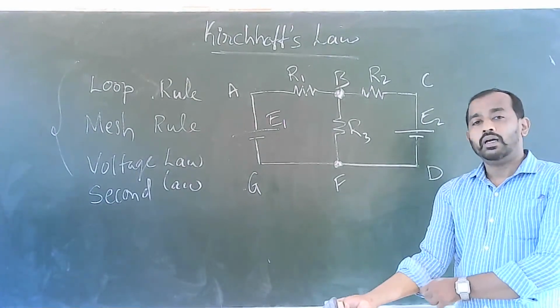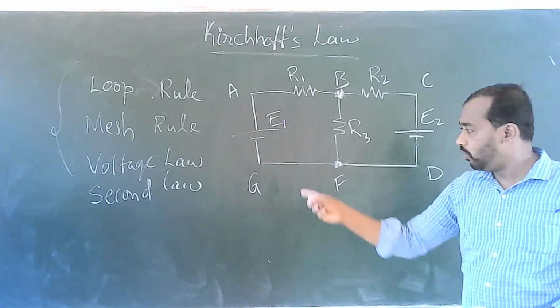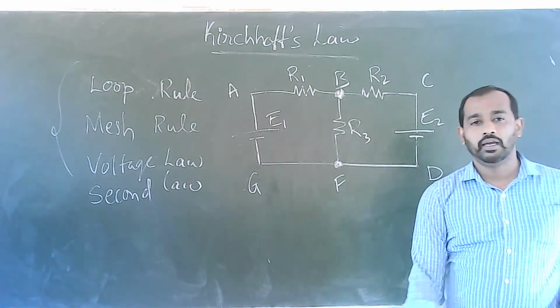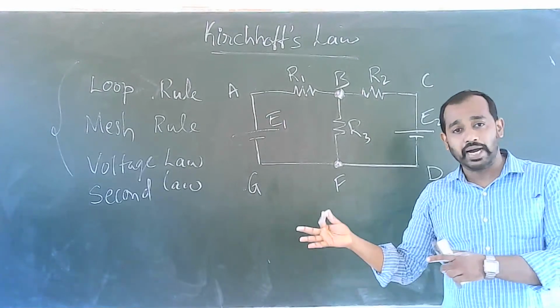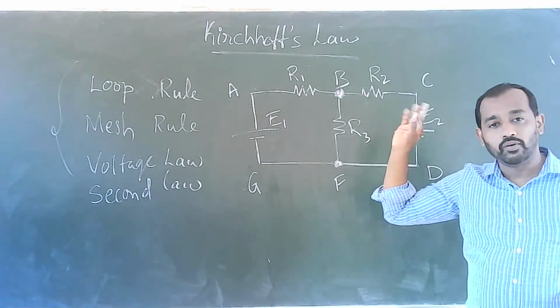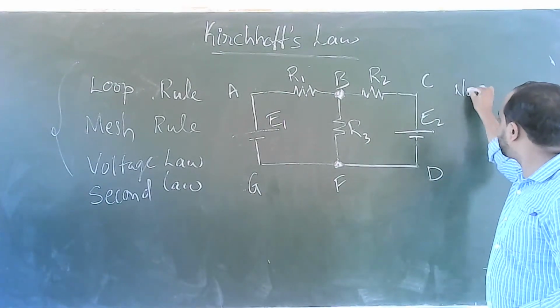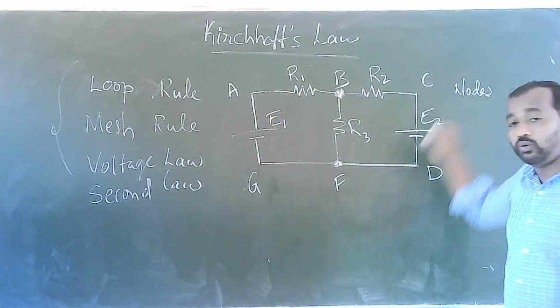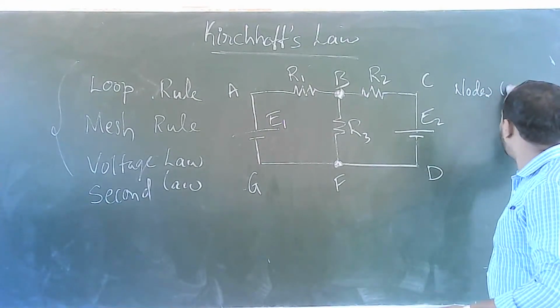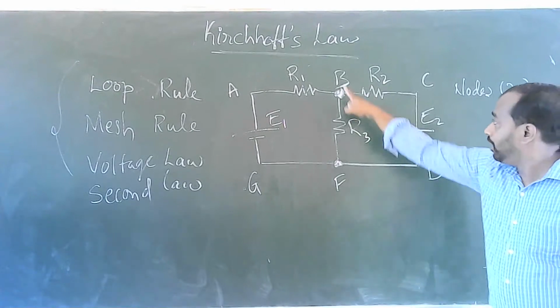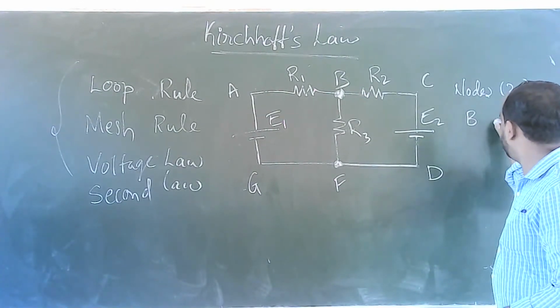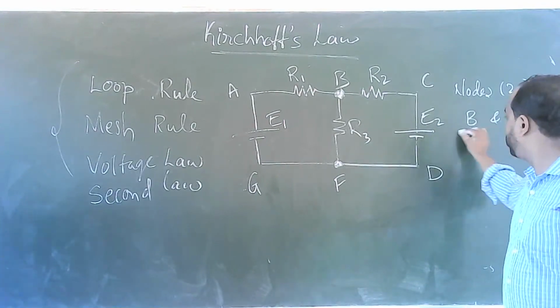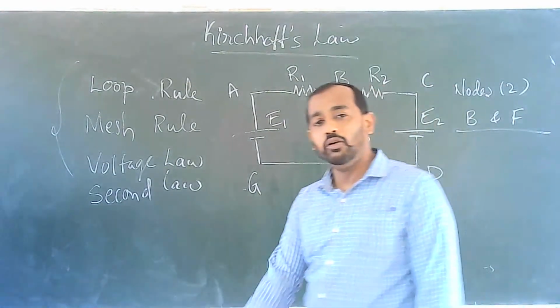Now, second one is, how many loops are present here? First, we have identified the nodes. How many nodes? Only two nodes, which are B and F. B and F. Two nodes. How many loops?